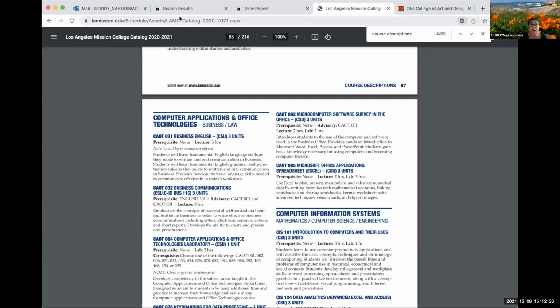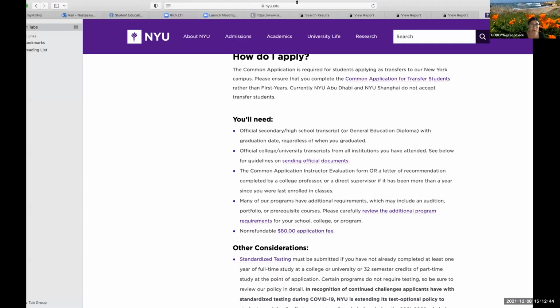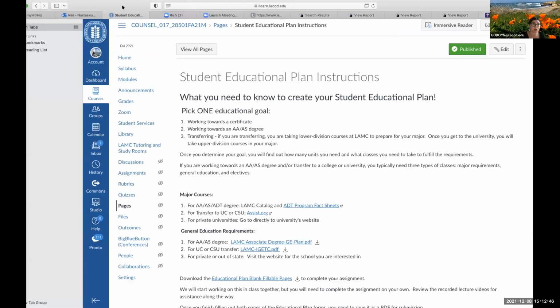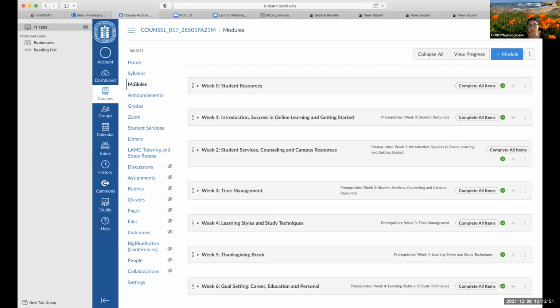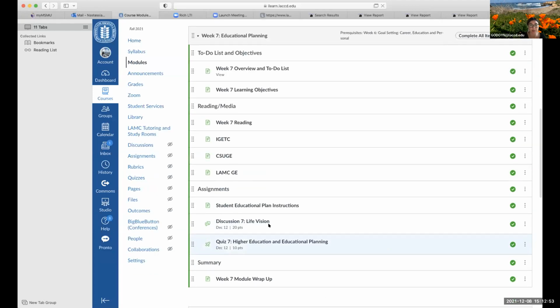Then remember, you still have for this week, and you're not submitting the ed plan yet. You're just working on it, right? We're going to submit that next Friday. But what you do need to submit by Sunday, if we go back to our, oh, that's not where the class stuff is. What you do need to work on and submit by Sunday, as we're finishing this part up.